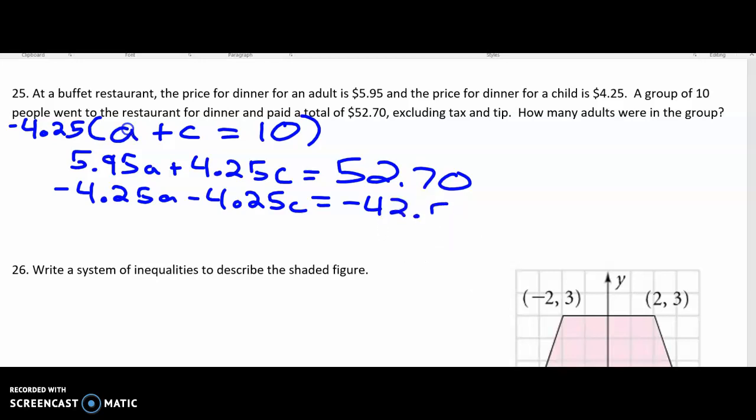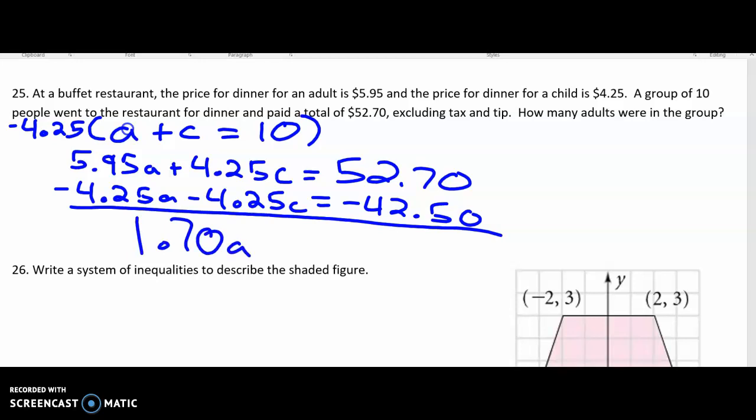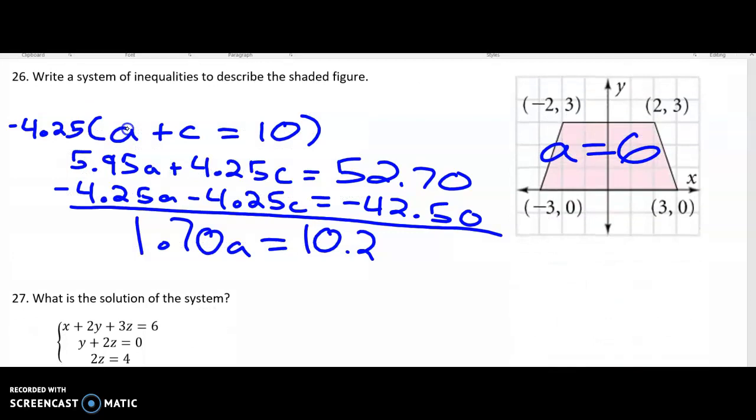All right, so that's what we're looking at. I go ahead and add my 2 lines straight down. So $5.95 minus $4.25 is $1.70, so I have $1.70 here for adults. My children eliminate themselves. And then $52.70 minus $42.50 is $10.20 here, so 10.2. I do my division, and I find out that there are exactly 6 adults.